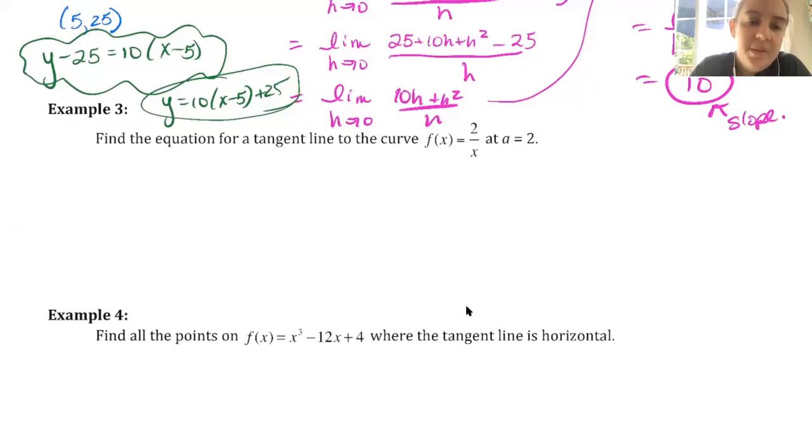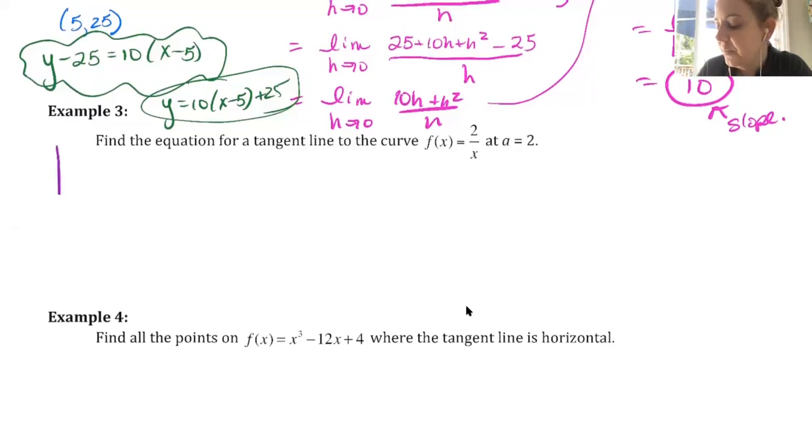All right, example 3. Find the equation for the tangent line to the curve f of x equals 2 over x at x equals 2. Now, 2 over x is this curve. It's related to 1 over x. It happens in quadrant 1. And quadrant 3.